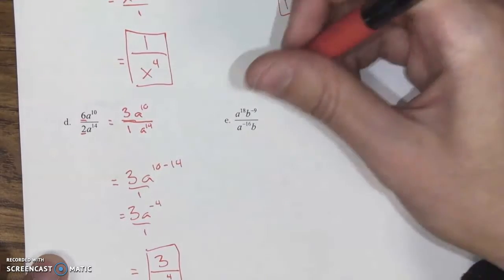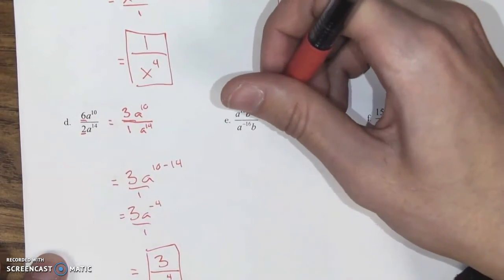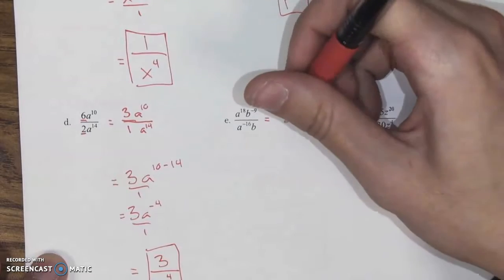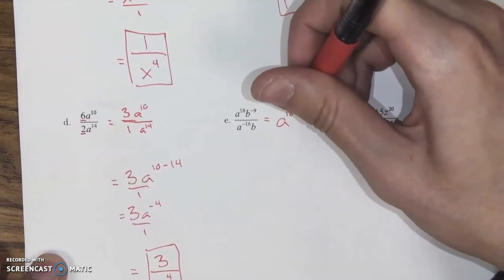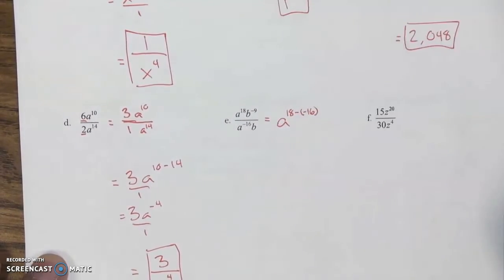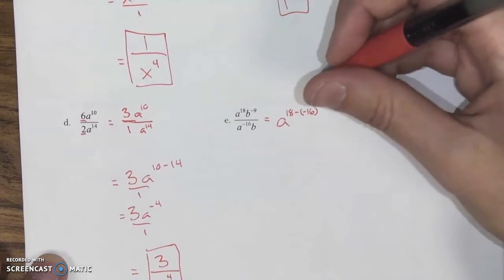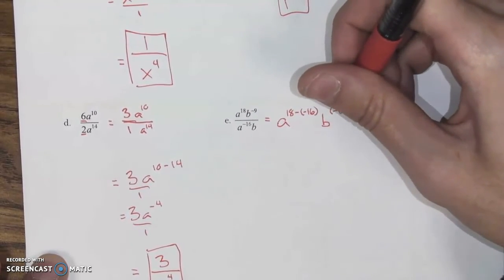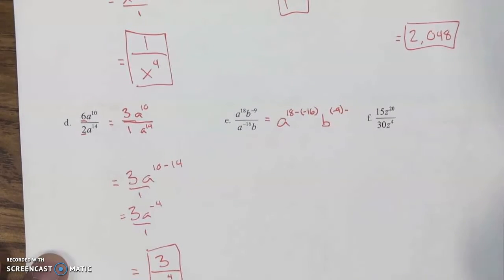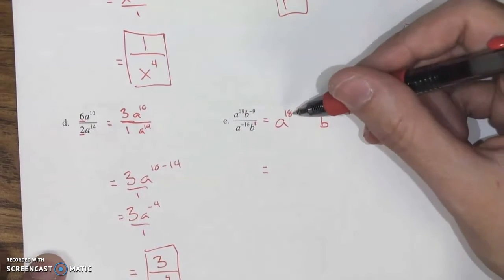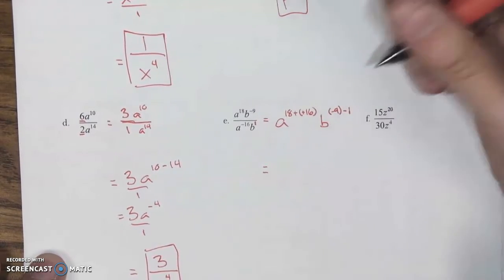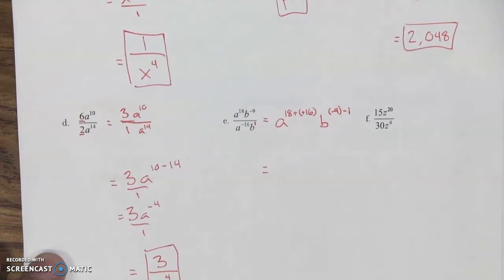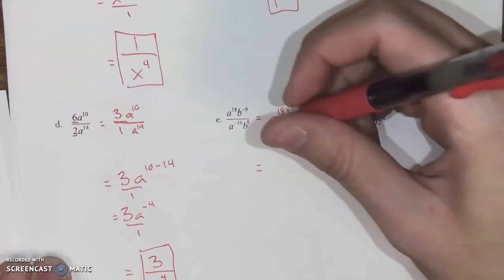Here, we've got a to the 18 over a to the negative 16. We can take the difference of those exponents, a to the 18 minus negative 16. And then we've got b to the negative 9 minus b to the, what's our exponent? Anytime there is no exponent, you can just write 1. The exponent is 1. A to the 18 minus negative 16 is the same as a to the 18 plus positive 16, or a to the 34th.